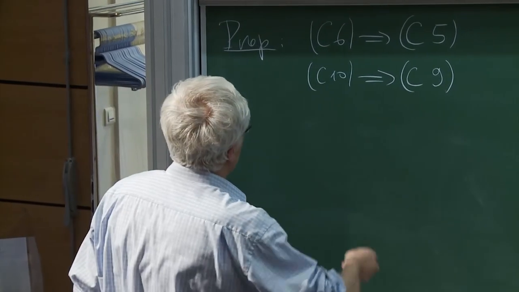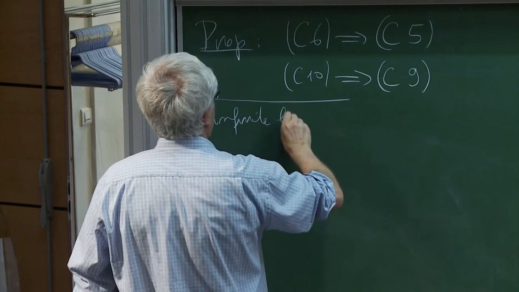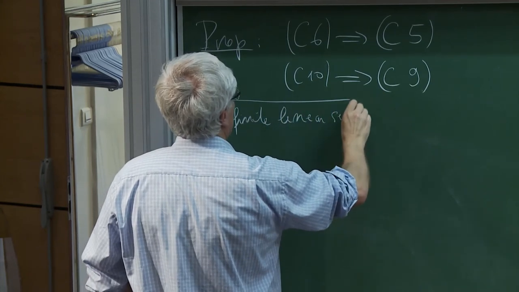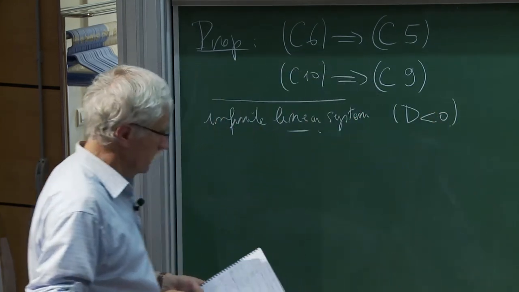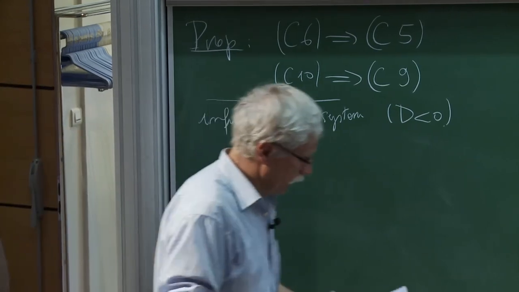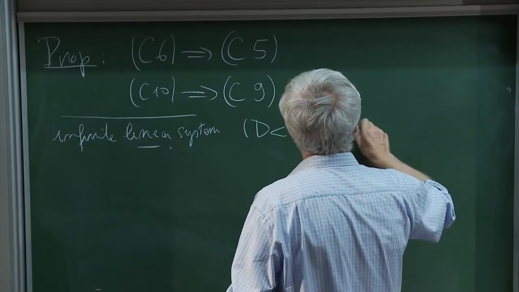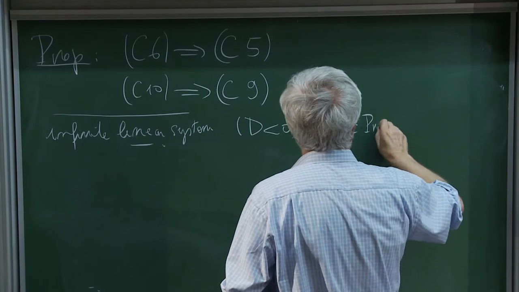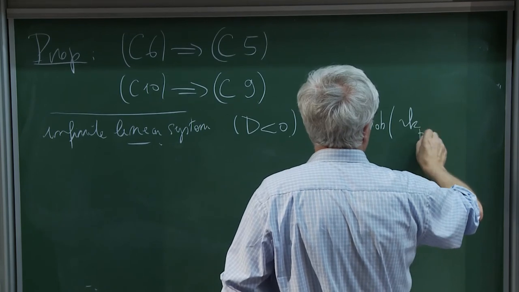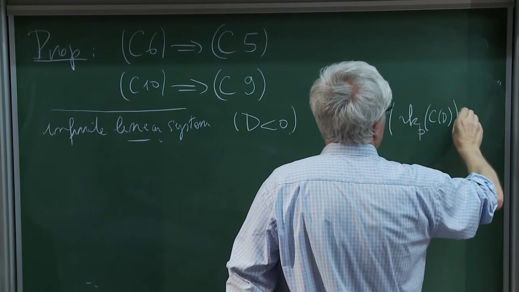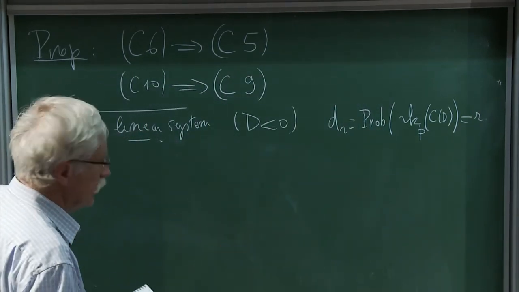And we meet an infinite linear system. I write what it is. So I take only d negative. When using Lebesgue dominated convergence theorem and so on, I call d_r the probability, the proportion that the p-rank of C_D is equal to r. It's not evident, but it is not deep.